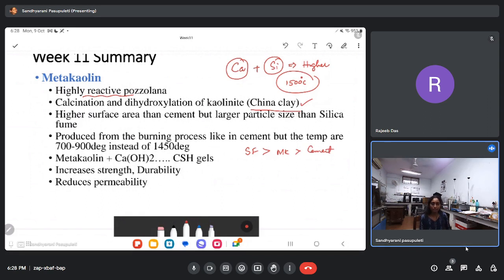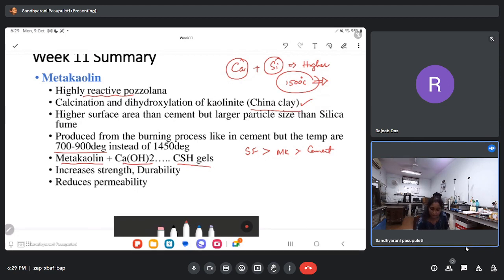For example, here we are also following the calcination process of the clay. The only difference is that in usual OPC production, during the calcination, we use higher temperatures, around 1400 degrees plus. But in this process, we will be using temperatures in the range of 700 to 900 degrees only. So, this metakaolin, when it reacts with the calcium hydroxide, also forms the CSH gel.